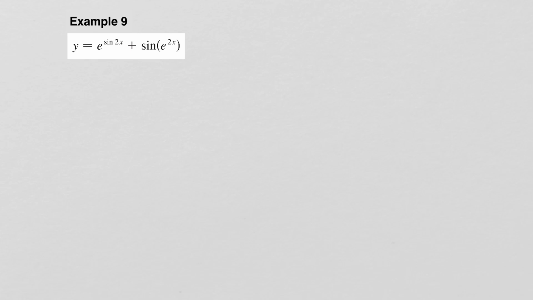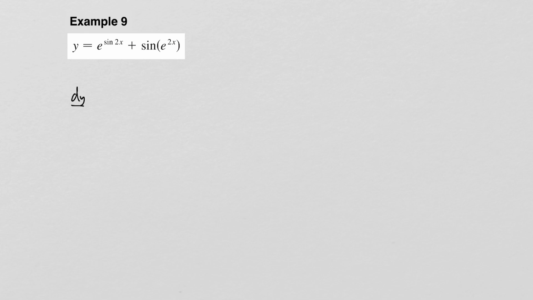And in our next example, we have a combination. We have the sum of two functions. In the first function, we have sine of 2x being plugged into the exponential function. And in the second function here, we have the exponential function, e to the 2x, being plugged into the sine function. So again, it's the whole process of knowing which is your inside function and which is your outside function.